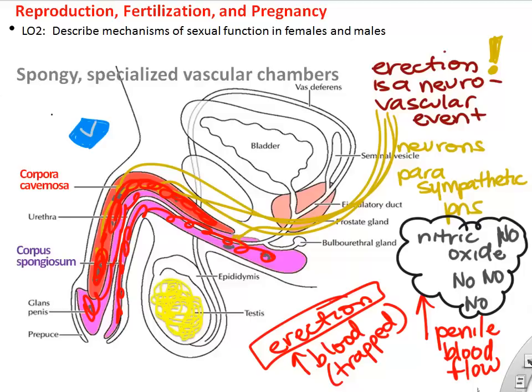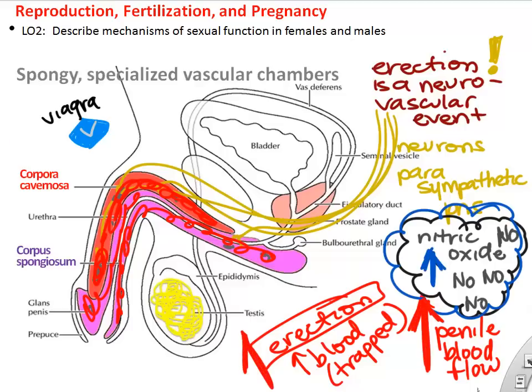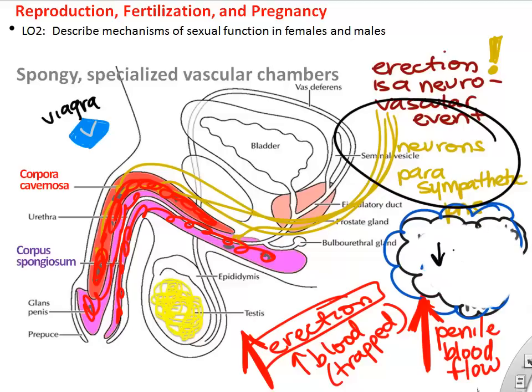Viagra, you probably heard of Viagra, and Cialis work through increasing nitric oxide levels in the penis, which increase blood flow only when you're sexually stimulated by those nerves, and that increases the chances for an erection and the ability to maintain an erection.